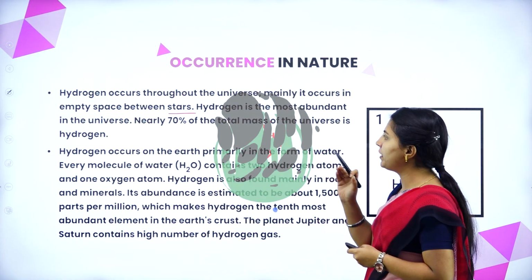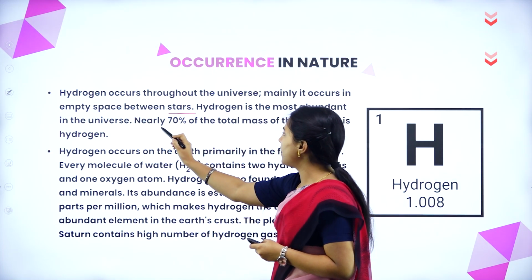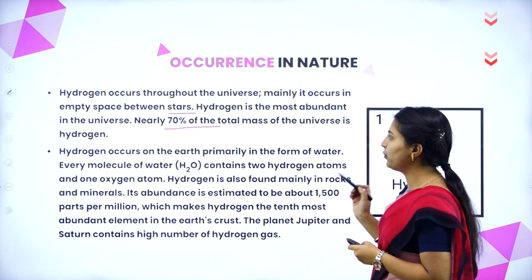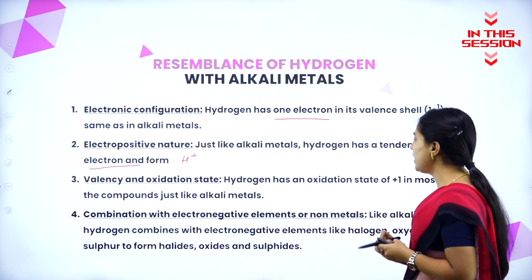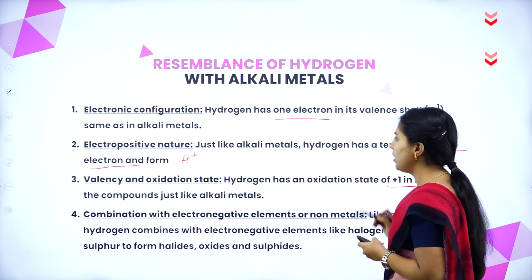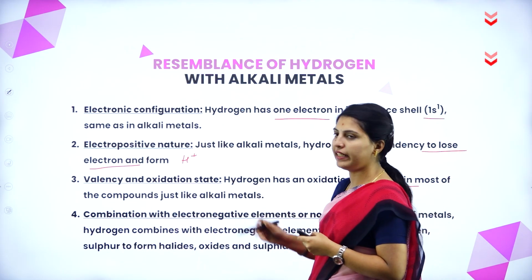Hydrogen is the most abundant in the universe. Nearly 70% of the total mass of the universe is hydrogen. Valency and oxidation state. Hydrogen has an oxidation state of +1 in most of the compounds, just like alkali metals.